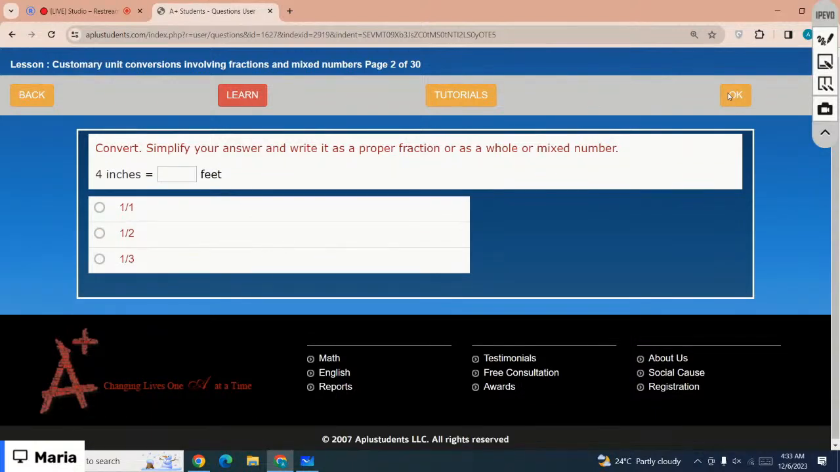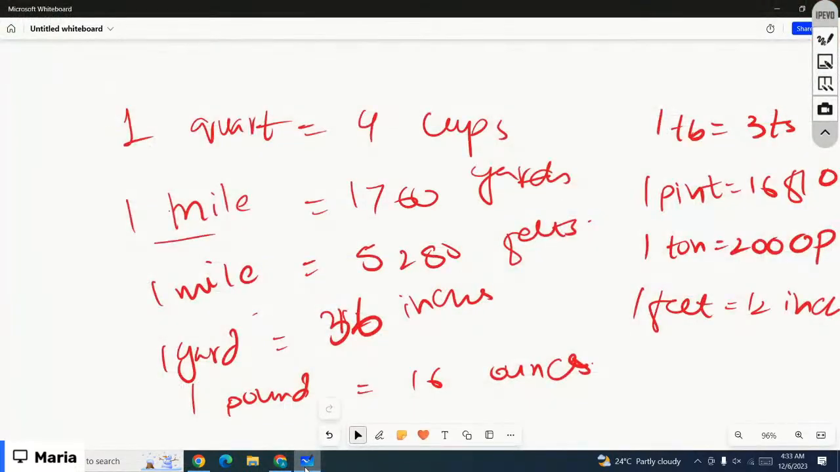Okay, convert. Simplify your answer and write it as a proper fraction or whole or mixed number, right? You have to convert from inches to feet. 1 inch equals how many feet?